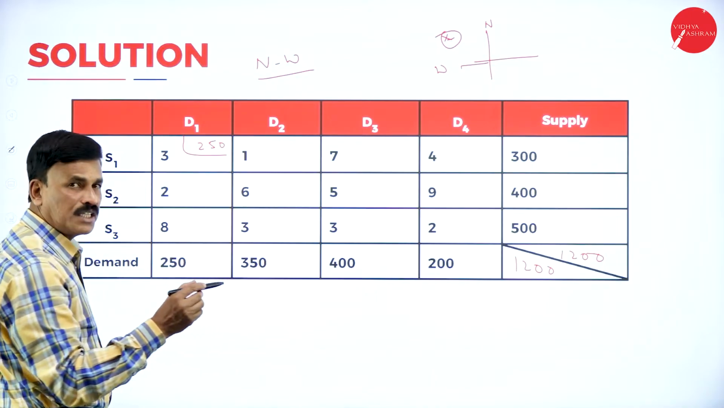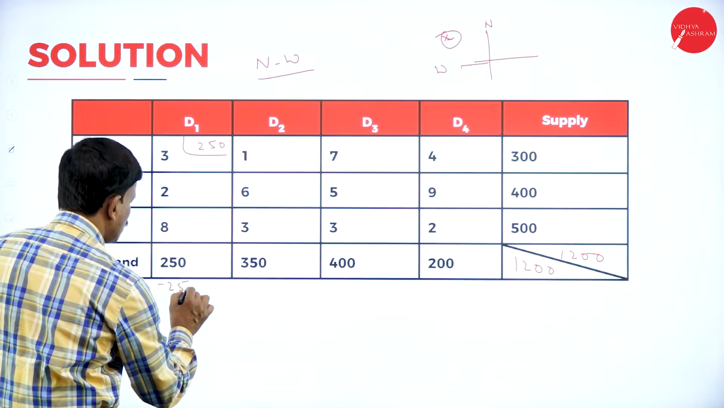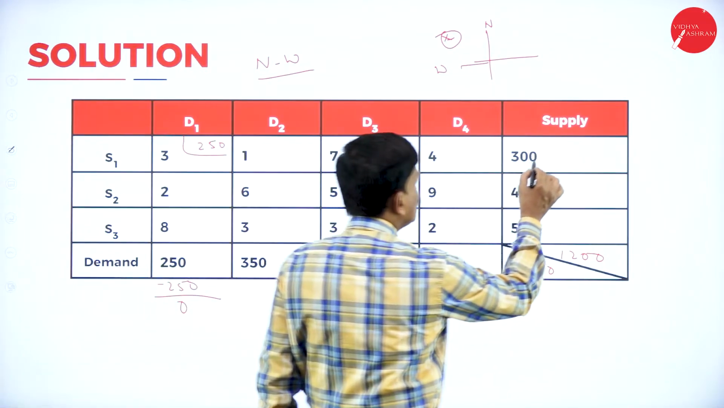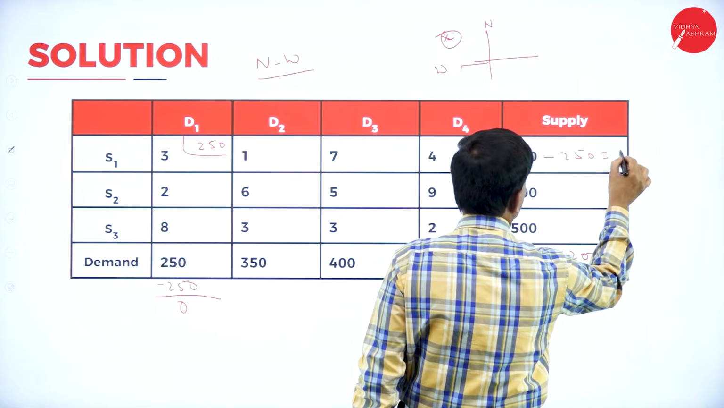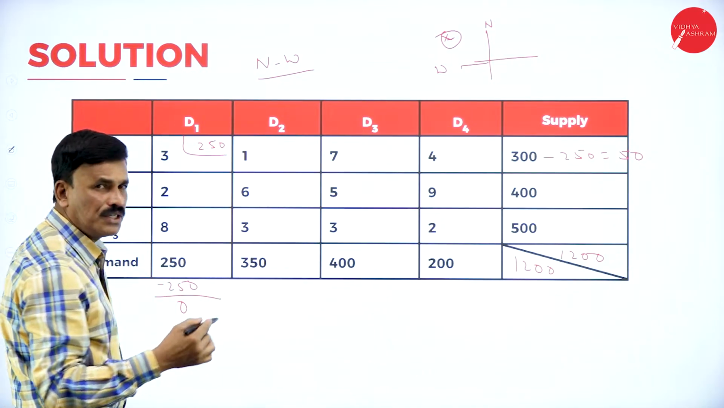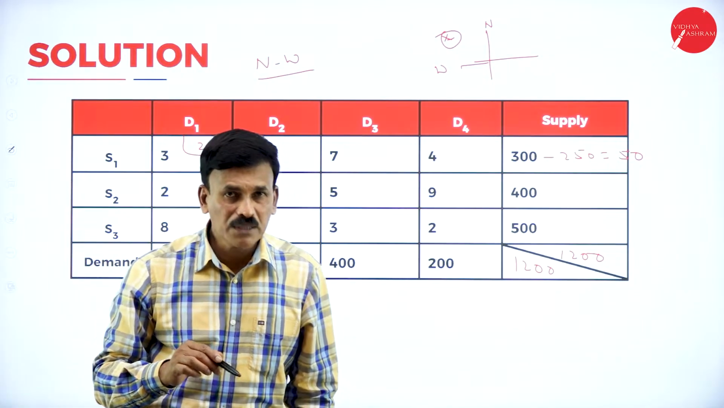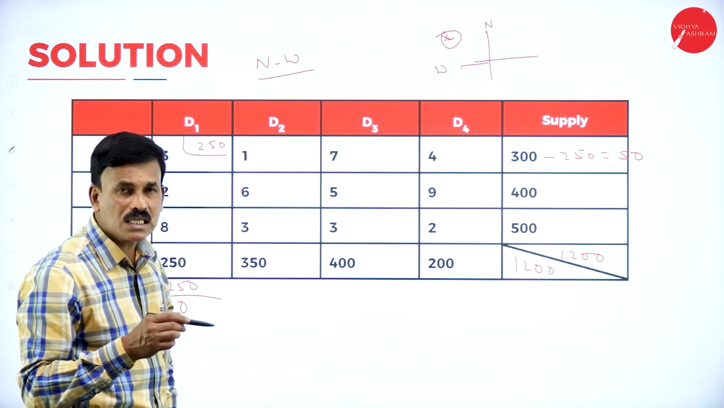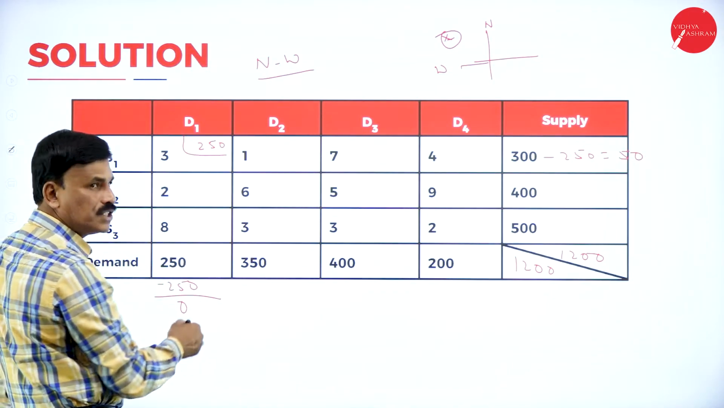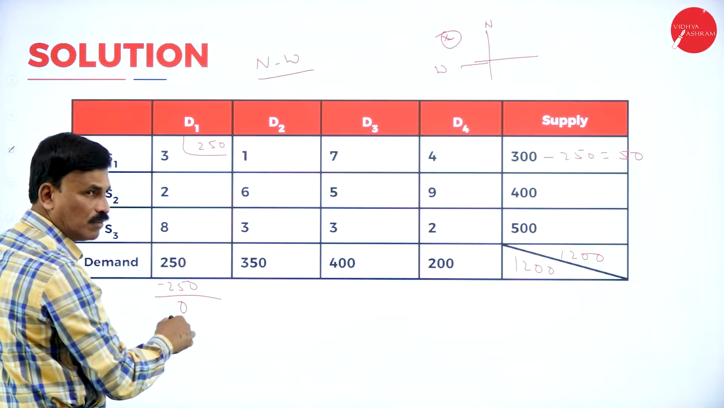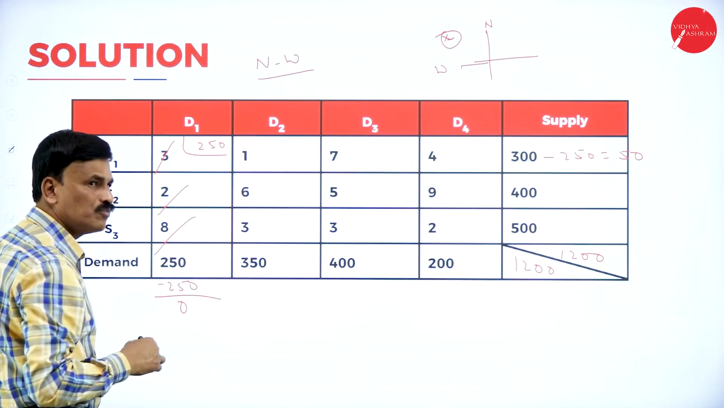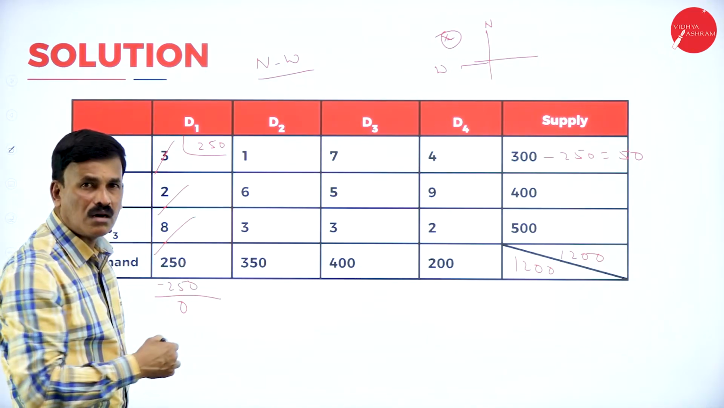After allocating 250, you write 250 here. 250 minus 250 is 0. Again, 300 minus 250, the balance supply is 50. According to the step, if the supply or the demand is equal to 0, you can cancel that particular row or column. Since D1 is 0, the demand is satisfied, hence we can cancel all the elements in this column.